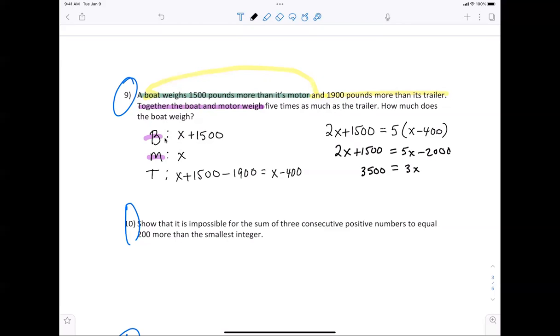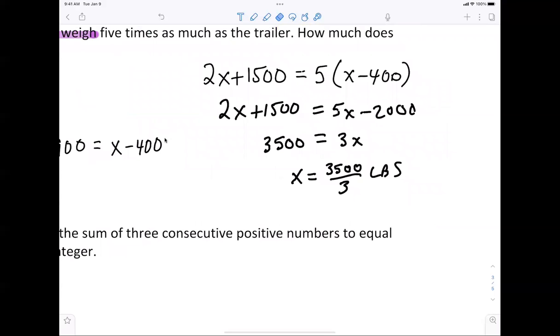So we know that x is equal to 3,500 divided by 3 pounds, which is the what? The motor. Of course, it would be better if you divided that out, and that would be 1,166 and 2/3 pounds. If you have 1,166.6 repeating, I'm okay with that, but it's better, in my opinion, to have the fractions.